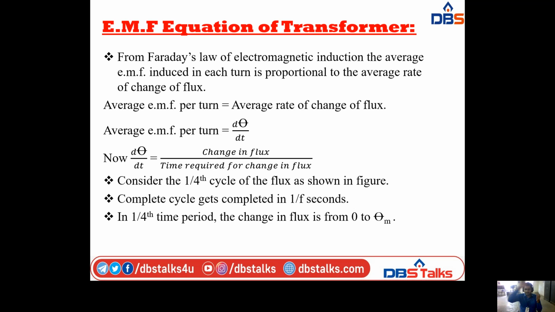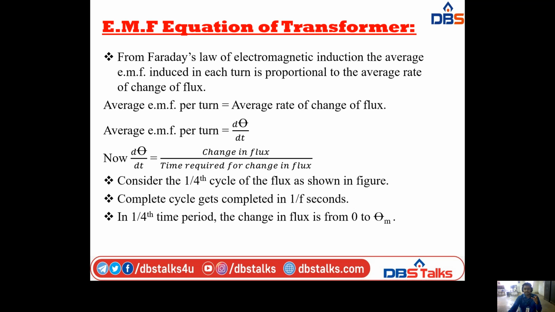That is one positive half cycle and one negative half cycle. The combination of positive and negative half cycles is called one complete cycle. That one complete cycle gets completed in 1/f seconds, that is the time period of the complete cycle. Here I am presently considering the 1/4th cycle of the flux.